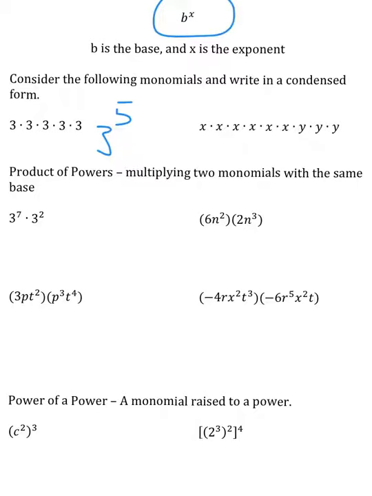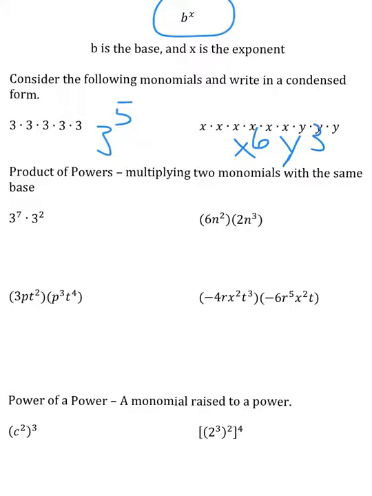Now for this next one, we have 1, 2, 3, 4, 5, 6 x's. So we will make that x to the 6th. Okay, and we have 1, 2, 3 y's, which gives us y to the 3rd. Okay, so we have x to the 6th, y to the 3rd. Now we can't combine those and make it xy to the 9th because they're different variables and we don't know what the values of those variables are.